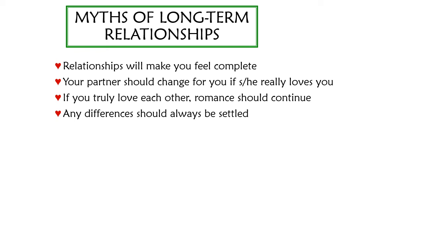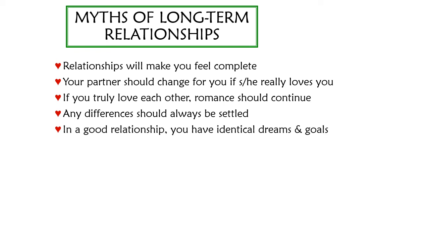Another component is any differences should always be settled. I already talked about this one. In relationships, you're going to have conflicts that are not going to be solvable. These are times where you have to acknowledge within the relationship that you can't settle those differences. Continually trying to settle something that can't be settled just causes more conflict. In a good relationship, you have identical dreams and goals. As I have already said, dreams and goals are just like identity, tend to become slightly the same over time, but that doesn't mean they need to be identical. People can have different dreams, different goals, different things they desire.